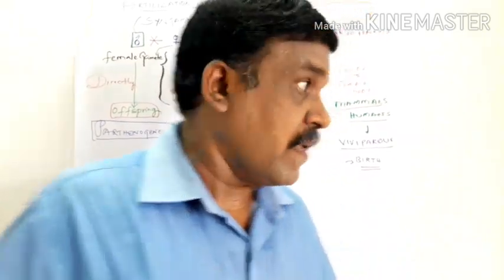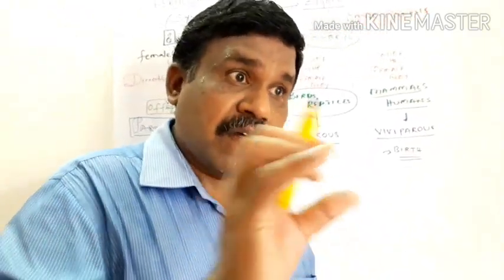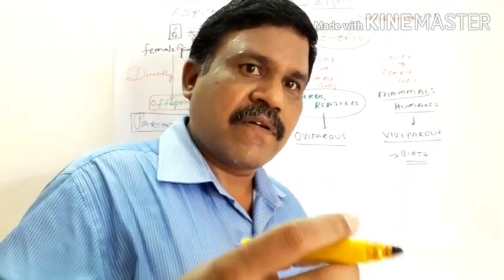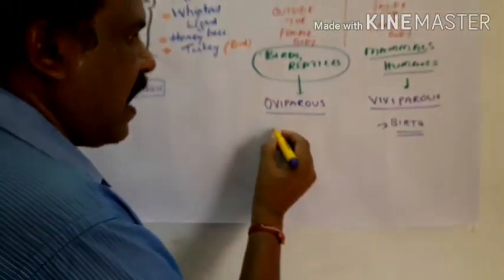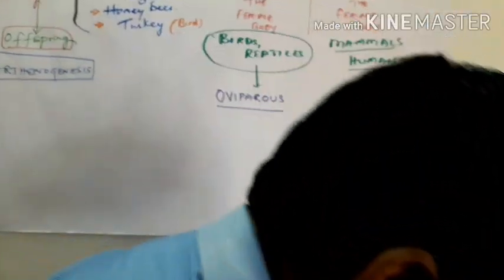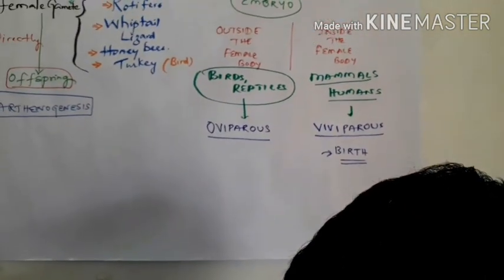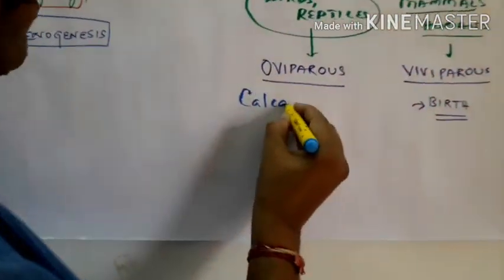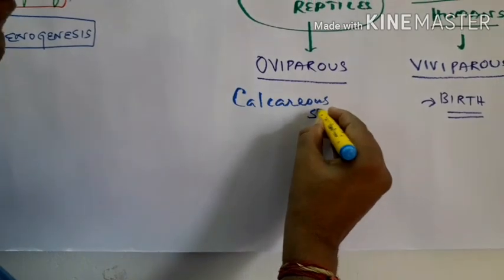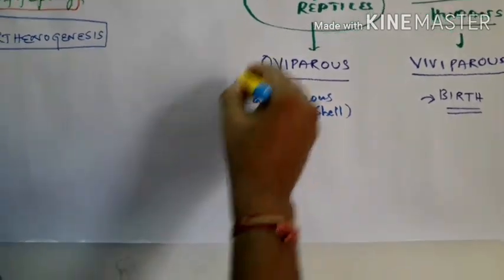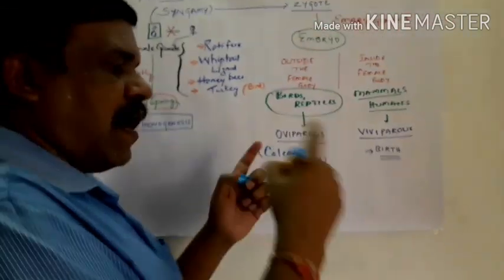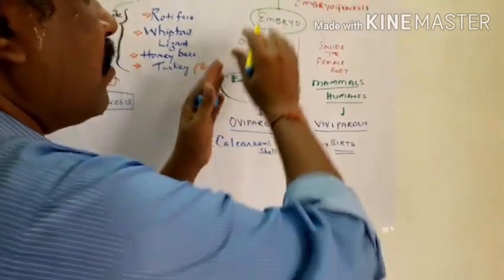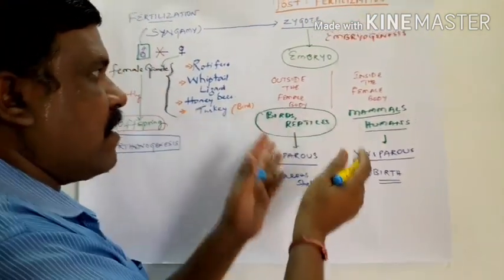So if you see the hen's egg, see the topmost layer, it's very hard. So it is not letting things enter easily, right? So it is protected. In the case of these, we have the presence of the calcareous shell. The calcareous shell is there, which actually protects this egg. The embryo inside which it is developed, there is a hard layer which covers it and protects the young ones.